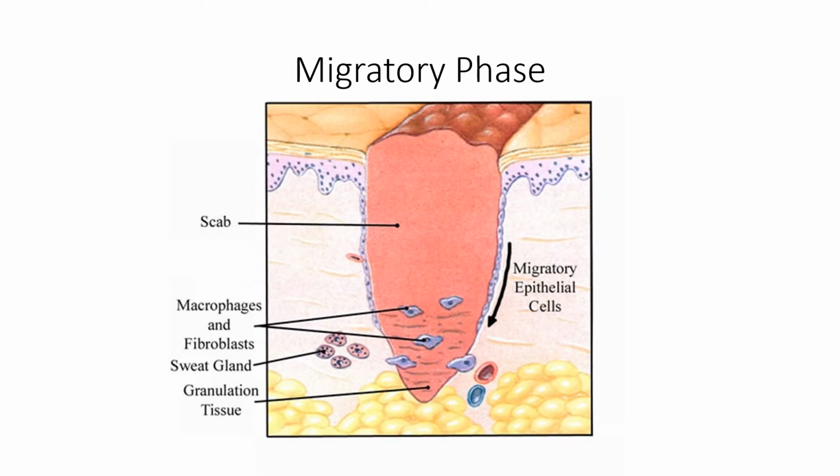This migratory phase does show us a scab that has taken place. That's where the blood has coagulated in the area where there's been damage to the skin. We also see some macrophages and fibroblasts migrating into the area. That's because this is the first act in helping us repair this damaged tissue. Macrophages are white blood cells, and they will eat and destroy bacteria, for instance, or they may in fact eat and get rid of dead cells that need to be removed from the area.